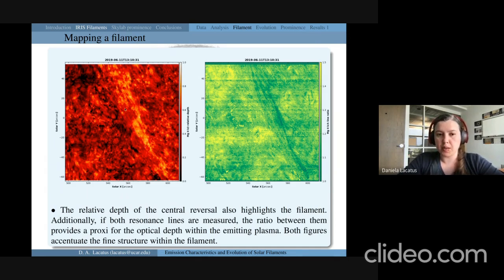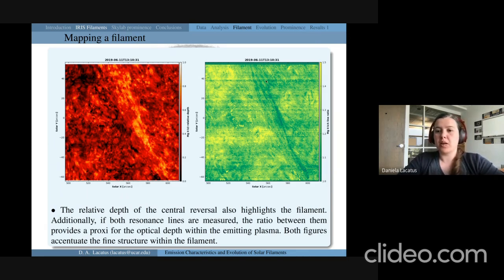individual strands within the filament that have very similar profiles in regards to their optical depth. There's optical depth at the central reversal, and therefore you can identify the different strands within the filament using how deep the central reversal is. And when looking at the ratio between the intensity at the central reversal for the K line and the H line, this is a proxy for the variation in optical depth within the filament structure.